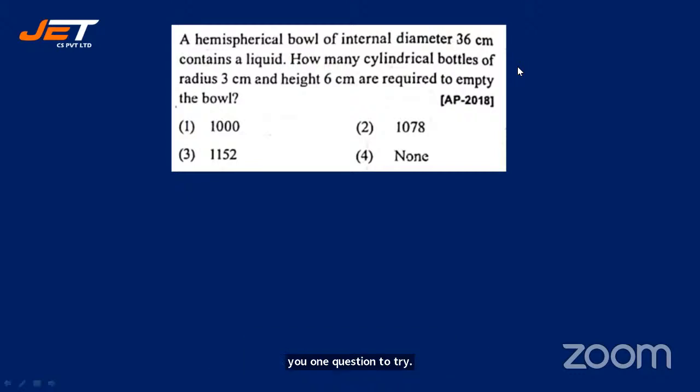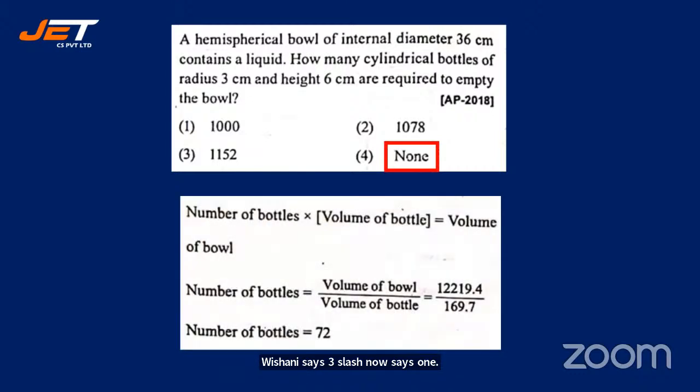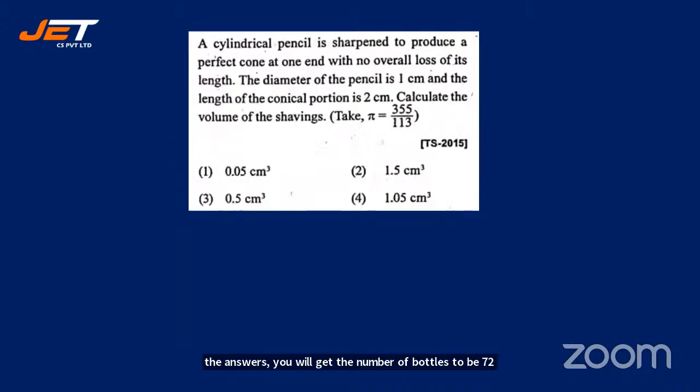Here Vaishali says 3, Sleshna says 1. Okay, let's see. The answer is none. How? Because the number of bottles into volume of bottle is the volume of the bowl, isn't it? So when you substitute the answers, you will get the number of bottles to be 72. Here the option 72 is not given. Therefore, you can say that the answer is none. All right, with this, let's move on very quickly to the next question.